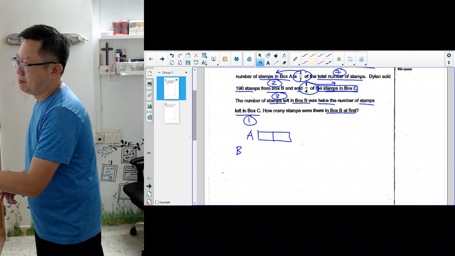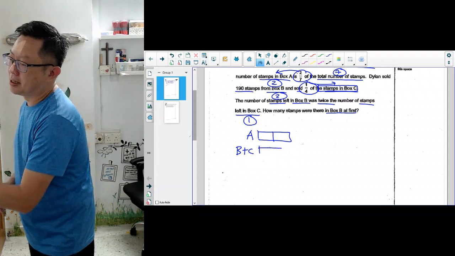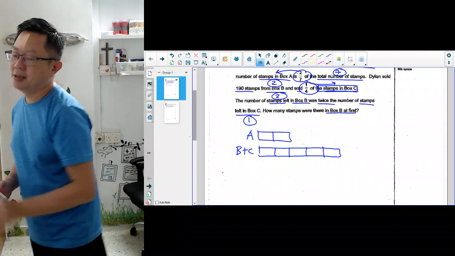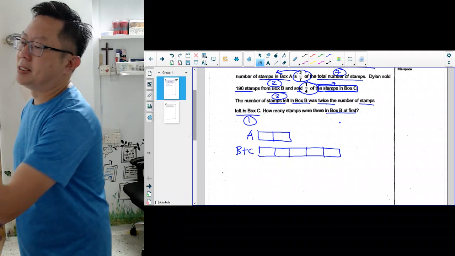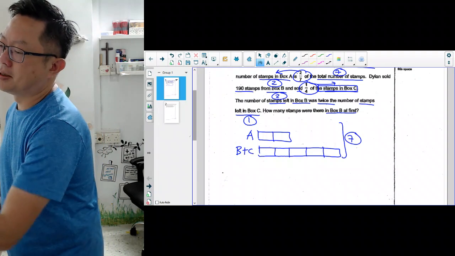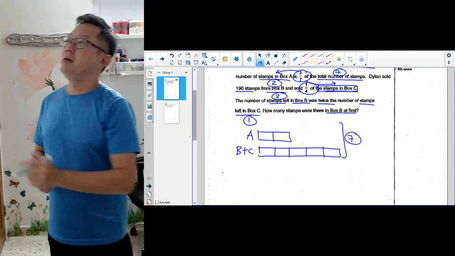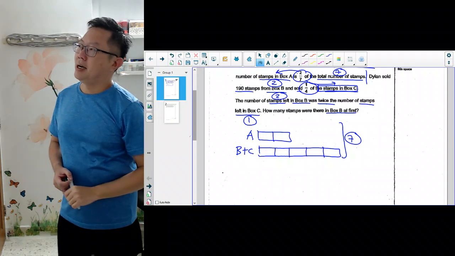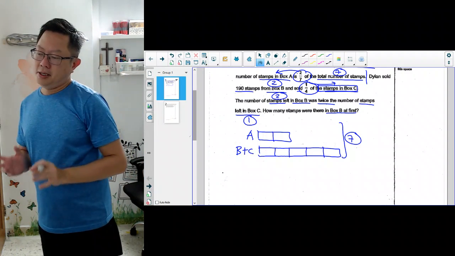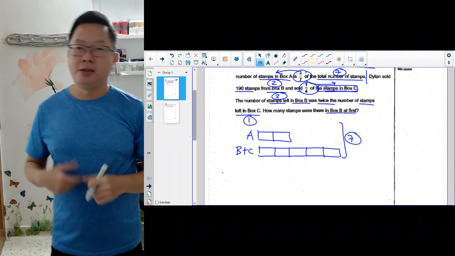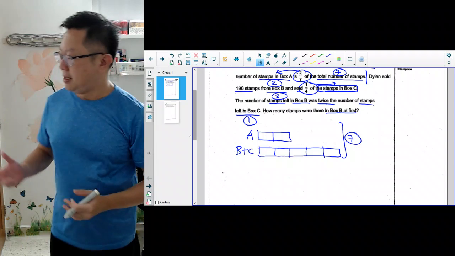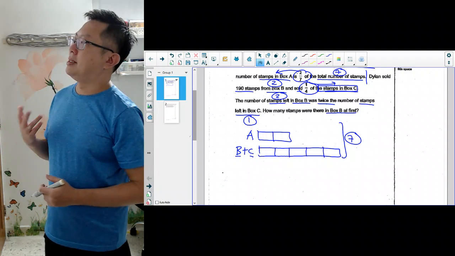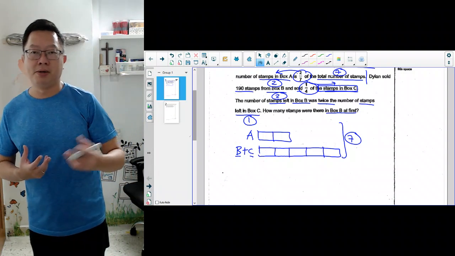So I can put my box B and box C, and I can draw 5 boxes, because when you add up all the boxes together, you will get 7. So there will be 7 boxes of stamps, or 7 units. So you draw until here, and then Dylan sold 190 stamps from box B. In this model, we find that we cannot add on to it because box B and box C are joined together. So how do we show the 190 stamps that are sold in box B?